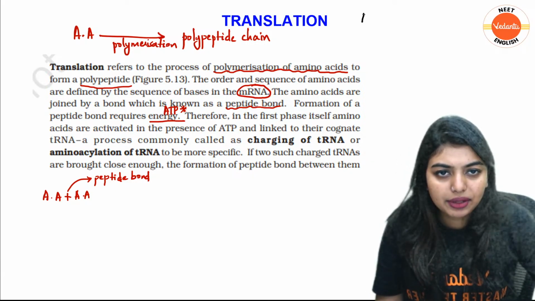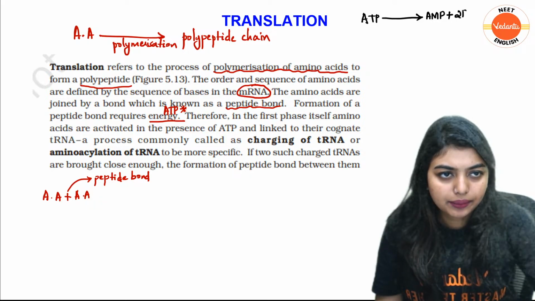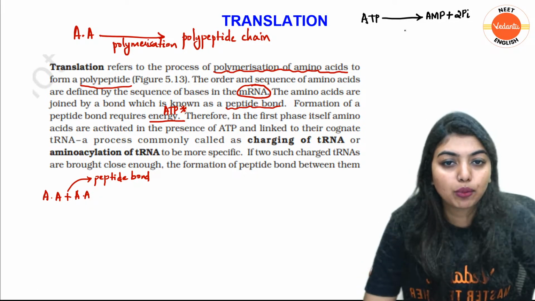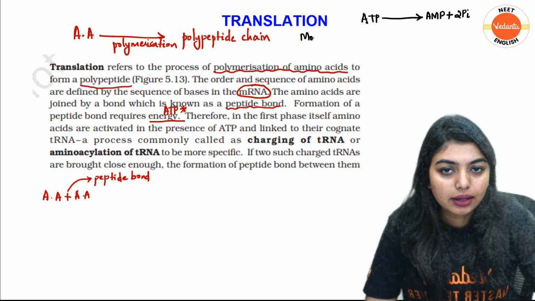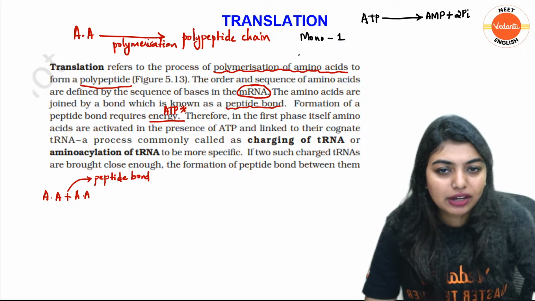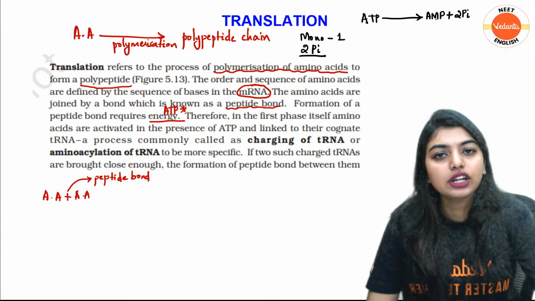Now, students, what is happening? First, your ATP will get broken down to AMP and 2Pi. It is adenosine monophosphate. Mono means single. If it has to be single, your ATP, a triphosphate, has to release 2Pi. Then only it will become single. So here you got 2Pi.